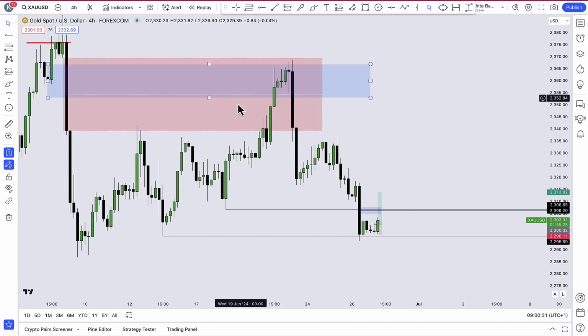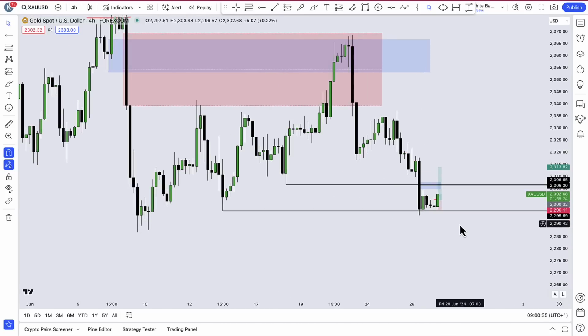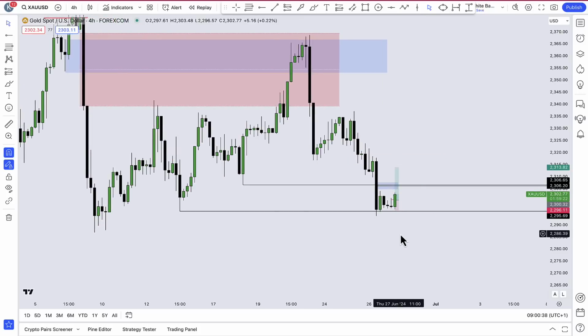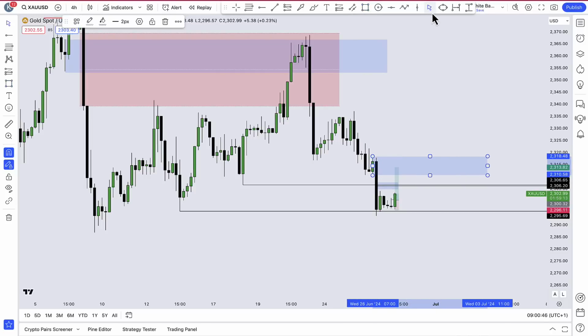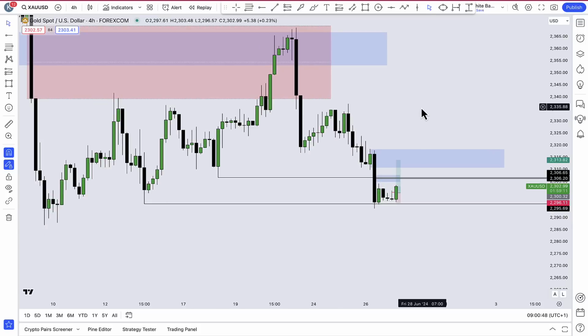Now we do not have so much reason to go down. What price seeks for now is to go back to internal range liquidity, and the shortest area price could go to is this particular bearish order block. And I love to trade this kind of entry, counter trade.